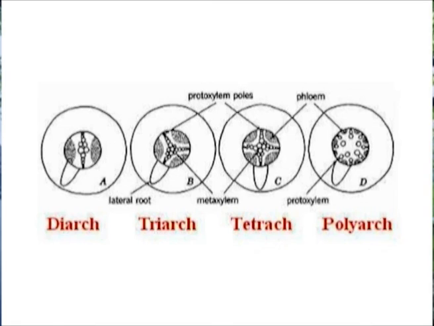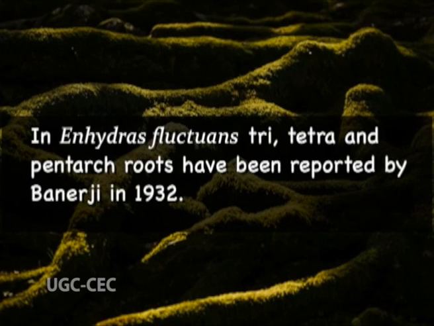In dicot roots, triarch xylem is found in Raphanus, Daucus, Lycopersicon, Nicotiana, etc. Tetrarch xylem is found in Vicia, Helianthus, Gossypium and Ranunculus. Some dicot roots are heterarchic, that is, they show more than one type of xylem strands. For example, in Anhydrus fluctuans, tri, tetra and pentarch roots have been reported by Banerjee in 1932.